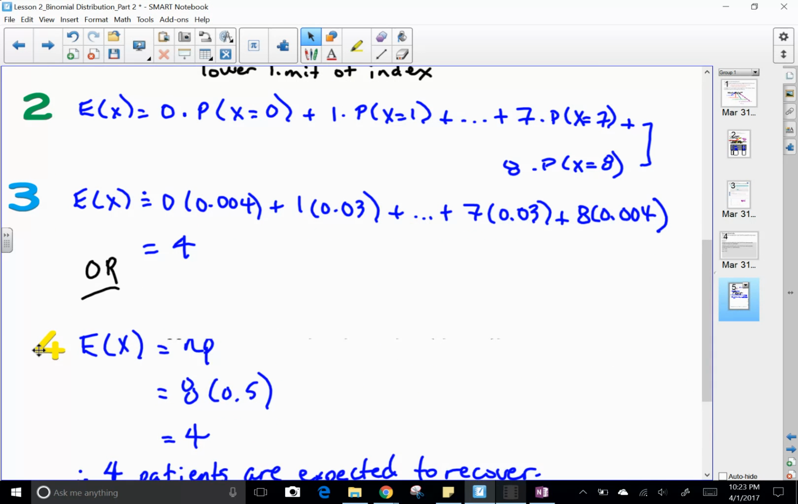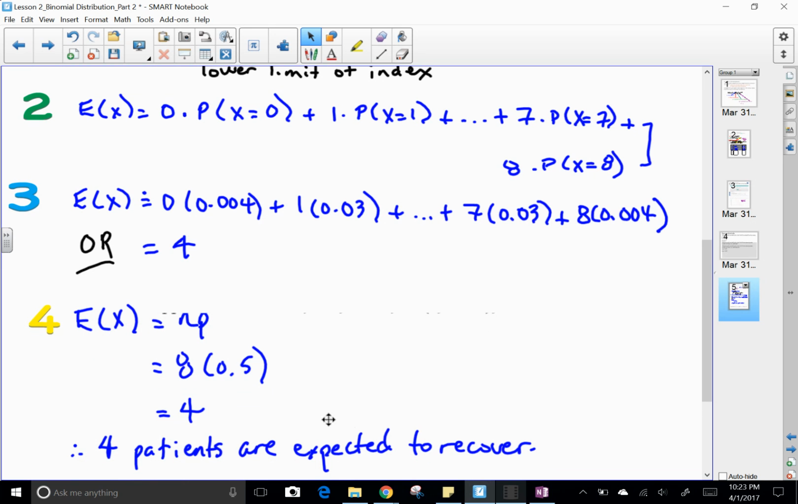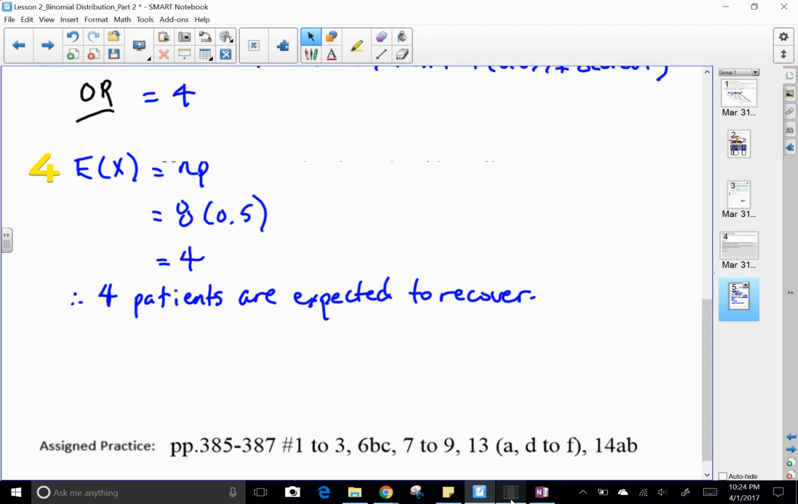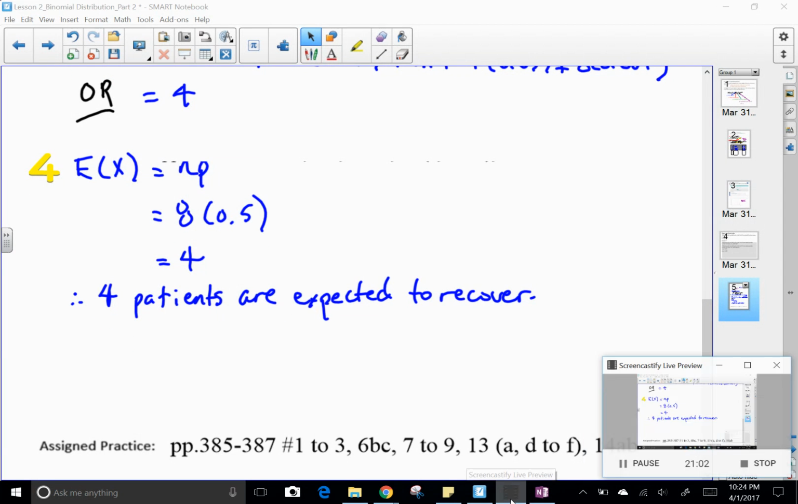Or we can use the expected value relationship n times p, and calculate half of 8 being 4. Okay, so that's the end of the first video. We'll come back to the second video, which is really going to focus on a graphical interpretation of binomial distributions, and also graphical techniques that you can use for a number of probability distributions moving forward.